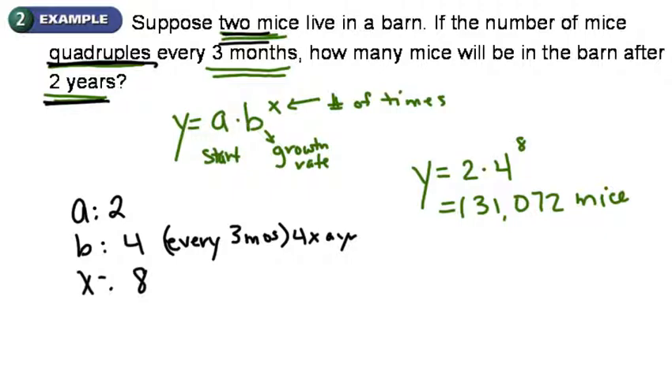131,072 mice. Now, I know that seems completely ridiculous, but this would be assuming that none of them have died or ran off, that they've all lived, and that they each quadruple every 3 months, that there's been no interruption in the reproduction cycles. All right, example 3.